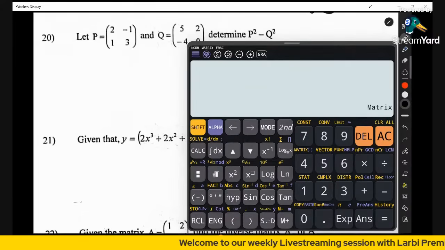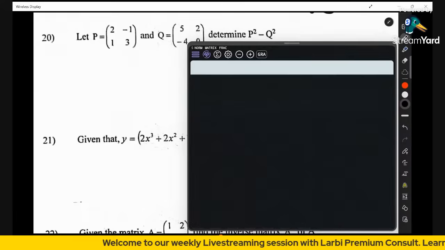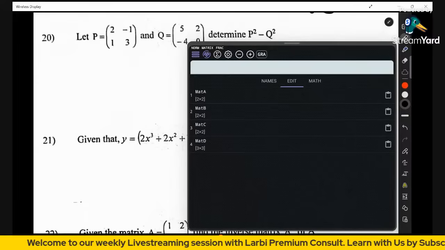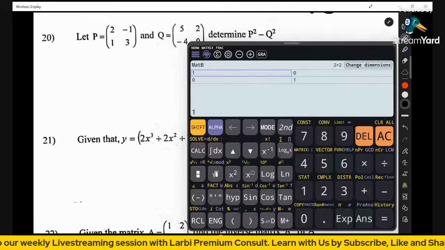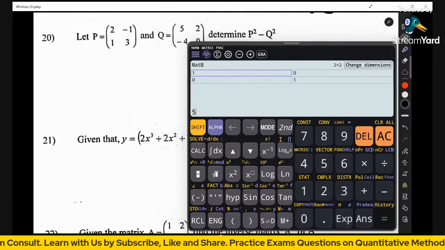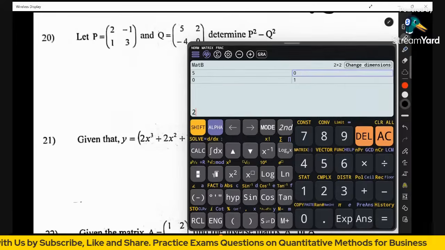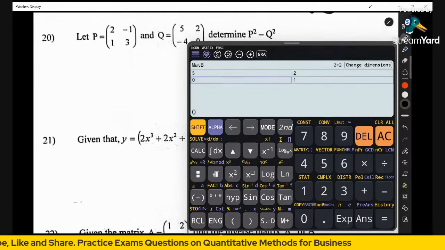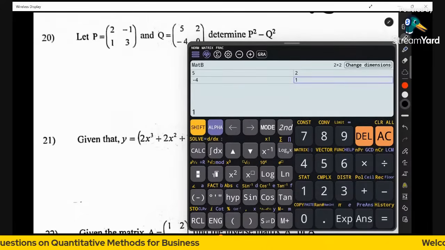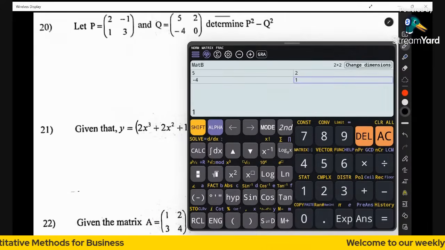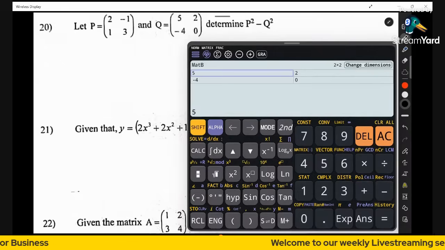Okay, and then press shift, you press 4 on your calculator, you go to matrix B. That one too, we need to edit from here. So the B is going to be for the Q part. So we have 5 for the first entry, we have 2 for the next entry, we have -4 for the third, and we have 0 for the fourth entry. Once you're also done with that, you press AC.